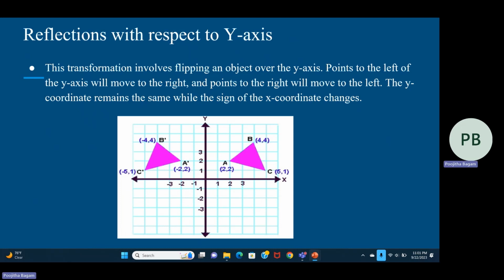Coming to reflection with respect to the y-axis, this transformation involves flipping an object over the y-axis, and the y-coordinate remains the same while the sign of the x-coordinate changes, as shown in the figure here.